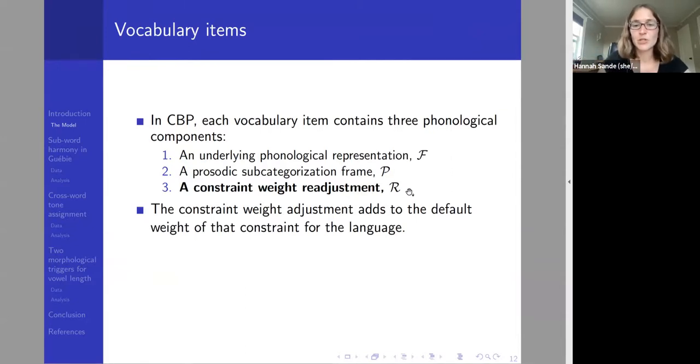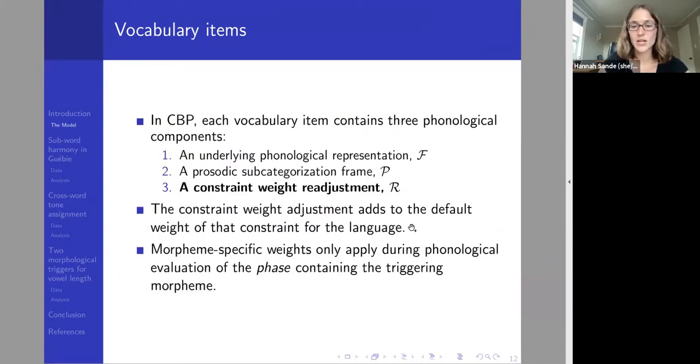So the constraint weight adjustment will literally add some number to the default weight of that constraint for the language. So we have some default grammar that applies in most cases, but when there is a morpheme specific constraint weight adjustment R, then we will end up with a slightly different constraint weighting than elsewhere. And that will result in a cophonology, a different phonology in that context.